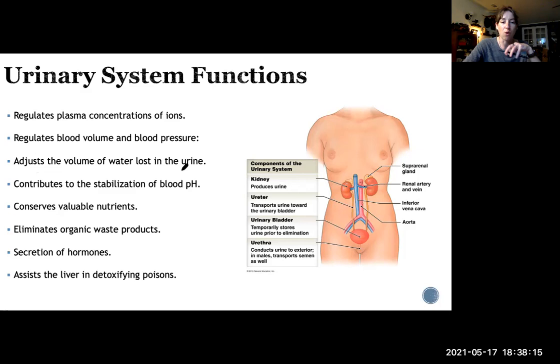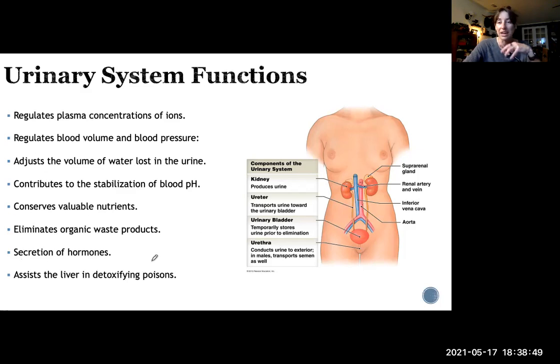It adjusts for the volume of water lost in the urine, so it keeps you hydrated, right? It's going to contribute to your blood pH by filtering out those hydrogen ions that make your blood acidic. It helps you to conserve valuable nutrients. So when it's filtering the plasma, which might be carrying important stuff that we don't want to get rid of, you will actually reabsorb that through these beautiful, elegant processes that we're going to talk about today. At the same time, we're going to eliminate the wastes that we don't want.